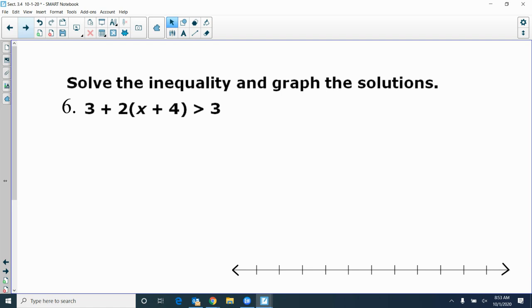Evan, help me out here. What do you think? Tell me what to write right here on the left: 3 plus 2x plus 8 greater than 3. Good. All right, combine like terms first. Don't start moving anything else.